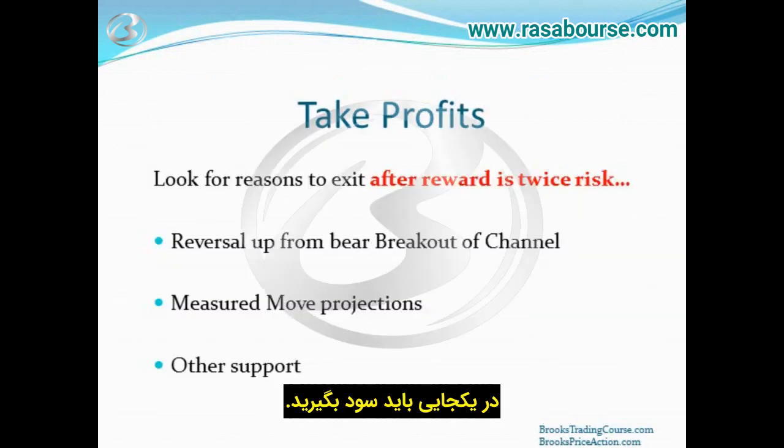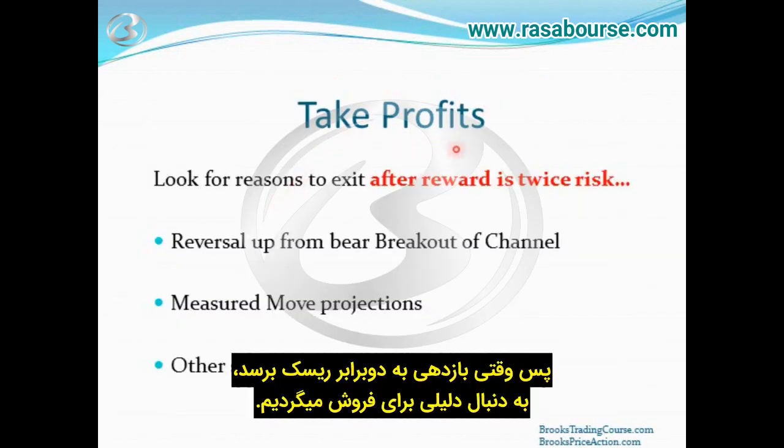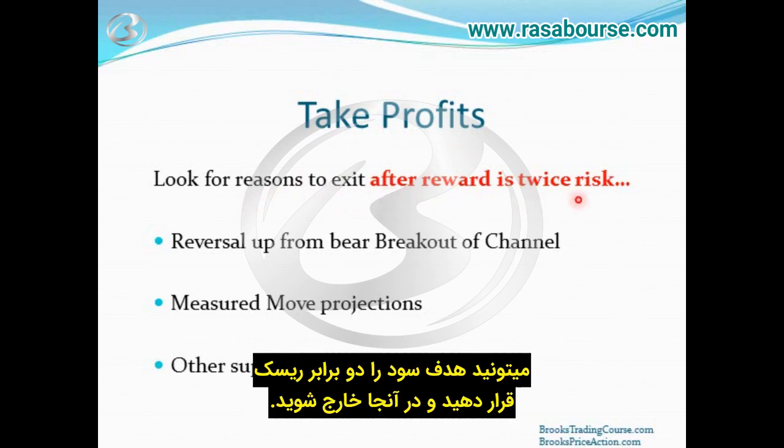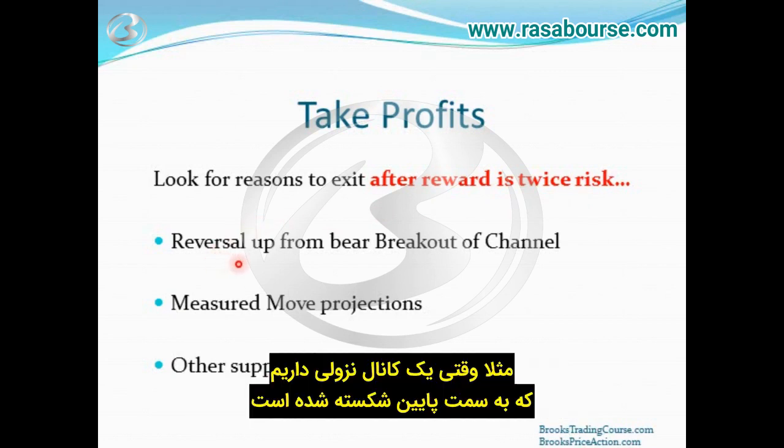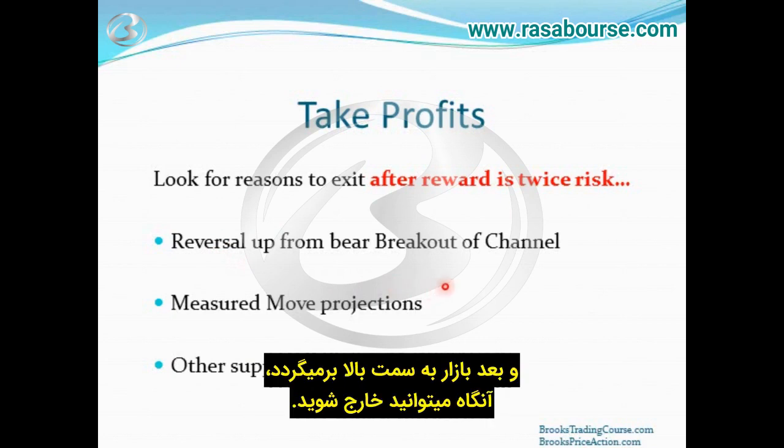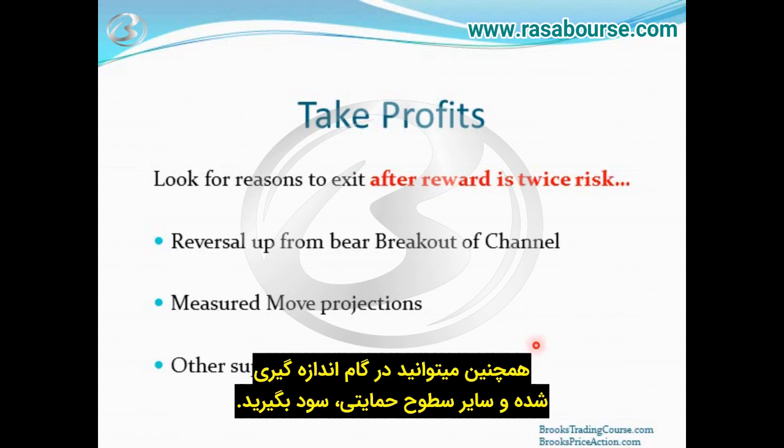At some point you have to take profits, so you look for reasons to exit after your reward is at least twice the size of your risk. You can place a limit order at twice the size of your risk and exit with your limit order, or you can trade from any reversal up from a bear breakout of the channel. So if you have a bear channel and it breaks to the downside and it starts to reverse up, you can exit. You can also take profits at measured move projections or other types of support.